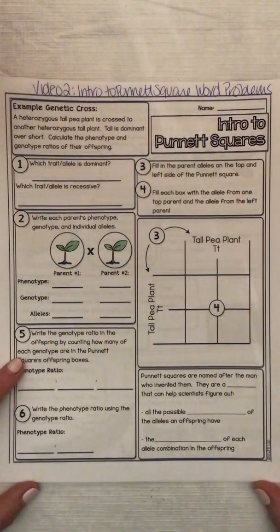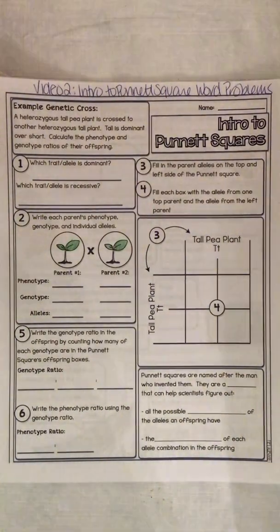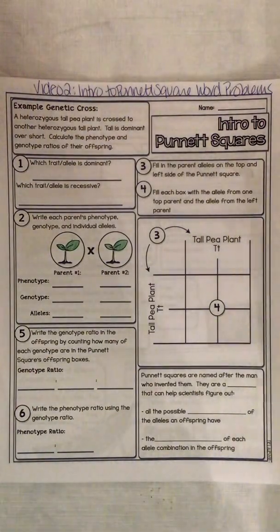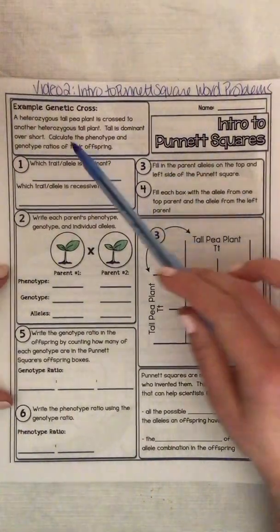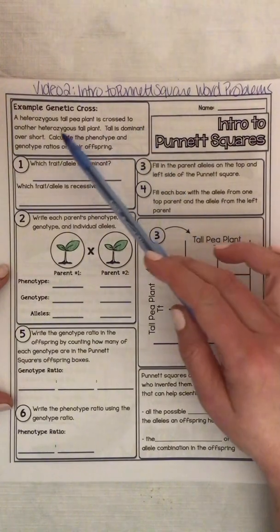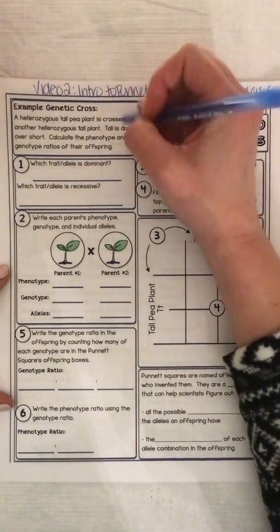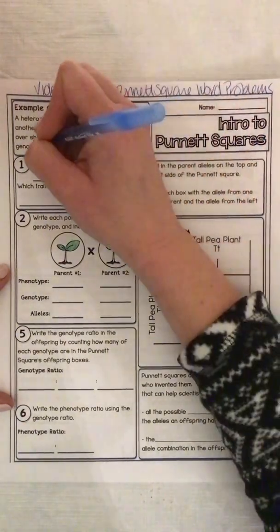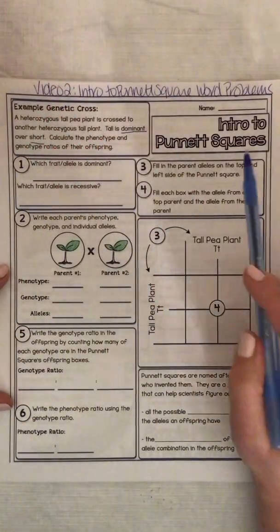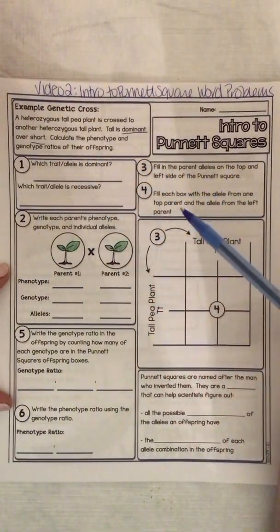All right, here is our second video for genetics, Intro to Punnett square word problems. So we are going to go ahead and look at some example genetic crosses. We're going to start off with a heterozygous tall pea plant crossed to another heterozygous tall plant. Tall is dominant to short. And then we're going to have to calculate the phenotype and the genotype ratios of the offspring.